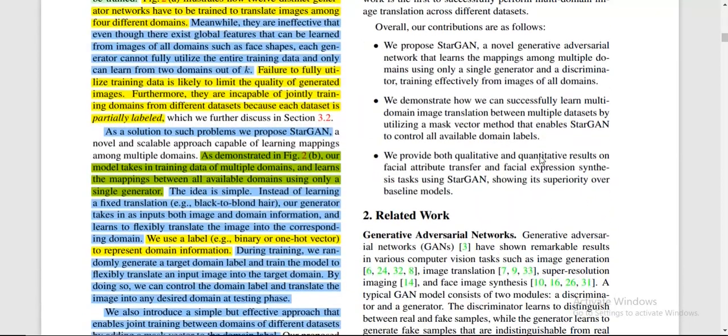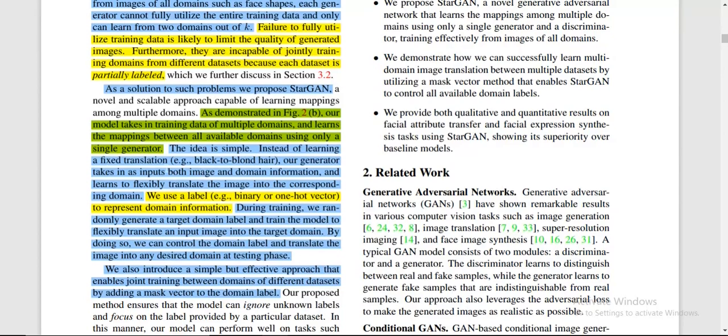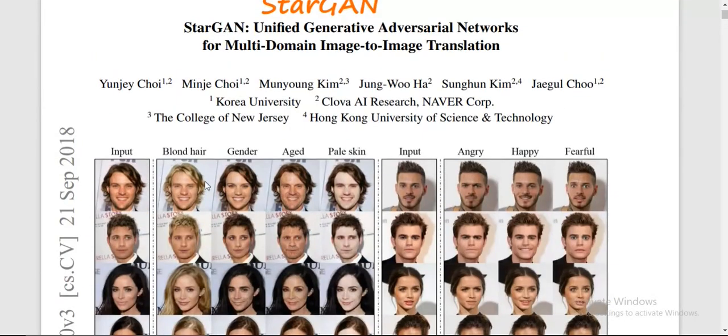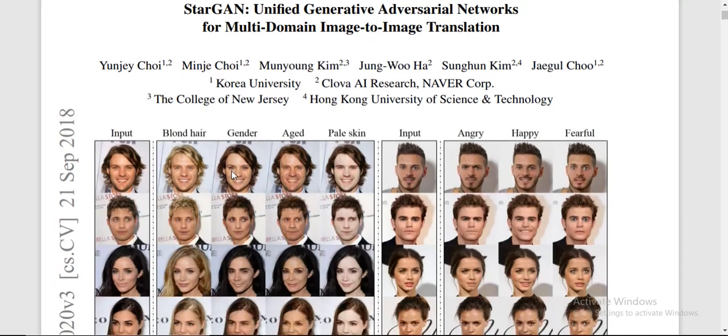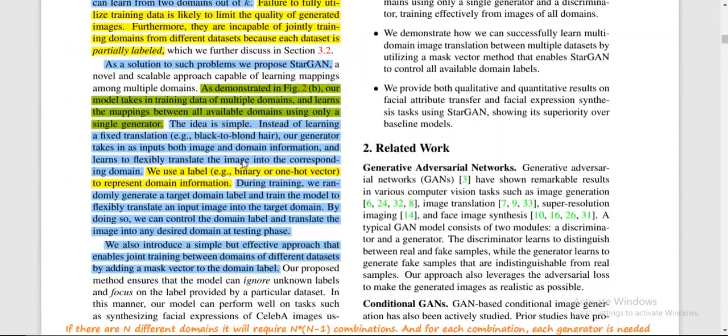So they use simple logic. The idea is simple: instead of learning a fixed translation, our generator takes as inputs both the image and domain information. Domain is what domain it has to translate to. For example, here the input is a person's face, and it has to translate to blonde hair, or to another gender. That is the domain information: which domain it has to translate the input to.